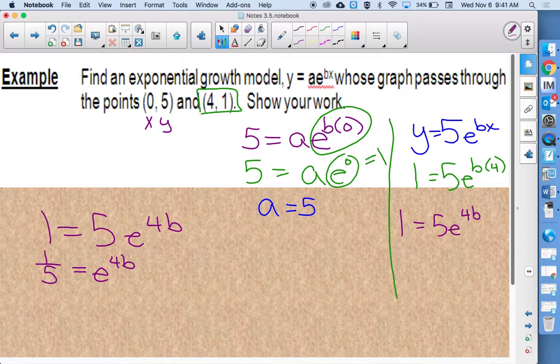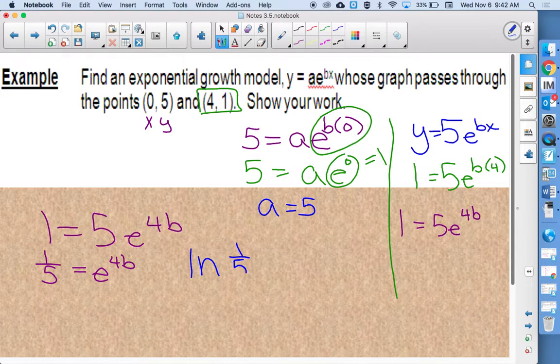Emma? Yeah, put it into log form. There's nothing else I can do at this point. We got the exponent by itself, but there isn't any other step that we can do to keep it in exponential form to solve for that b. Emma, what would it look like as a log? You have the natural base of 1/5.